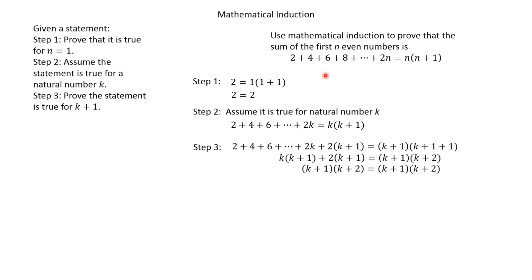Again, we prove the first step is true. We assume it's true for the natural number k, and then we add 1 to the term and show that it's true. This is probably the toughest piece in here, and it's one of the reasons why we're spending 2 days on this topic, just so that you have plenty of time to practice this.